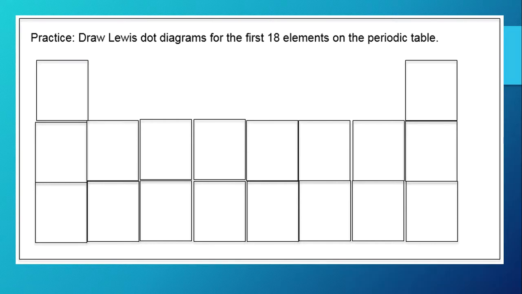So I want you to spend the next little bit here practicing on your own. I'll do the first 3 for you. There they are. Hydrogen is in group 1, so it has 1 outer shell electron. Lithium is also in group 1, so it also has 1 outer shell electron. Helium has 2, and then beryllium, which is in group 2, has 2 outer shell electrons.